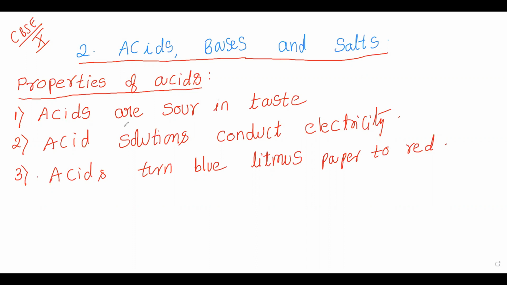First property of acid. Acids are sour in taste. Sour means katta. So all citrus fruits like lemon and orange are sour in taste. So acids are sour in taste. First property.